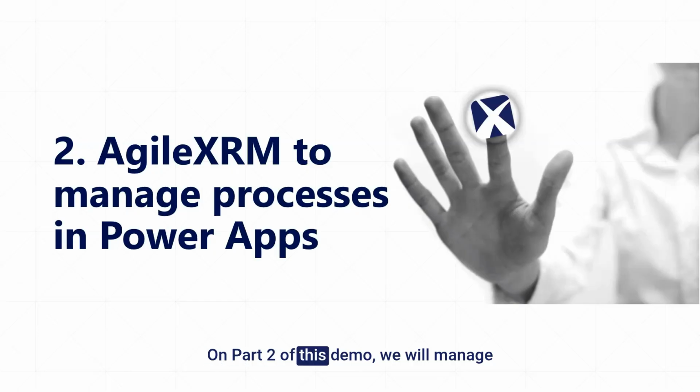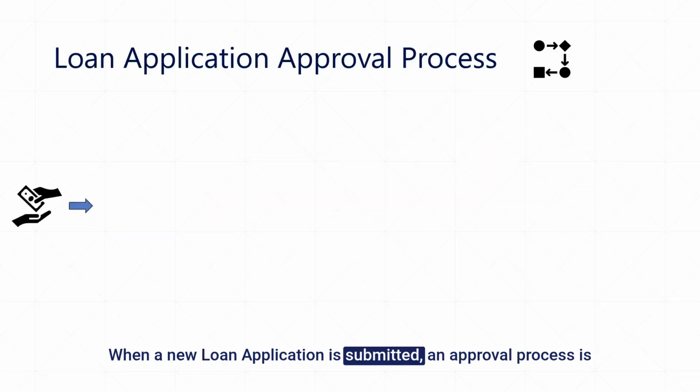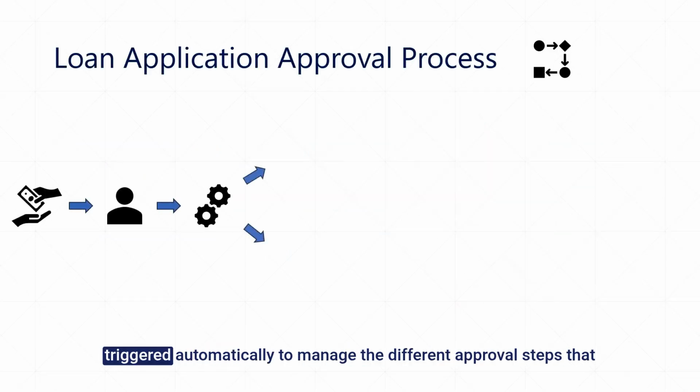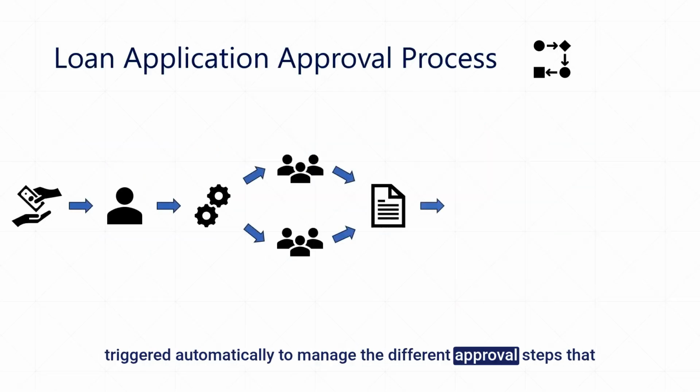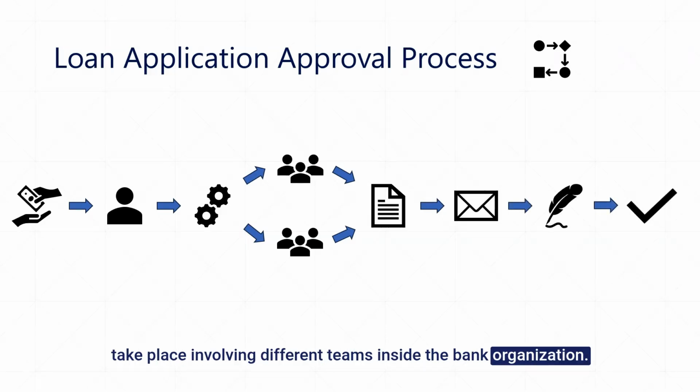In part 2 of this demo, we will manage the approval process of loan applications. When a new loan application is submitted, an approval process is triggered automatically to manage the different approval steps that take place involving different teams inside the bank organization.